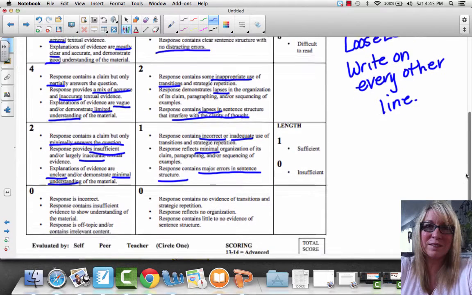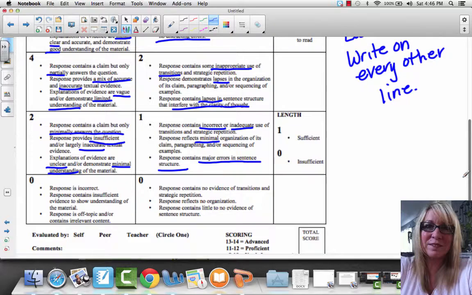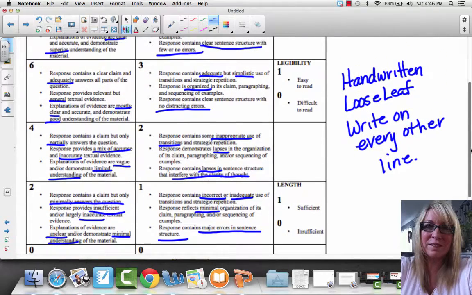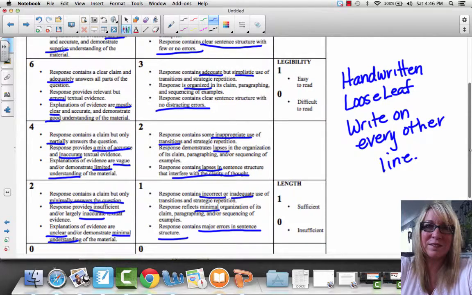And a 1-point response contains inaccurate or inadequate use of transitions and strategic repetition. Response reflects minimal organization of its claim, paragraphing, and/or sequencing, and the response contains major errors in sentence structure. And then you can get 1 or 0 points for length and 1 or 0 points for legibility. Can I read it? Have you written on every other line?